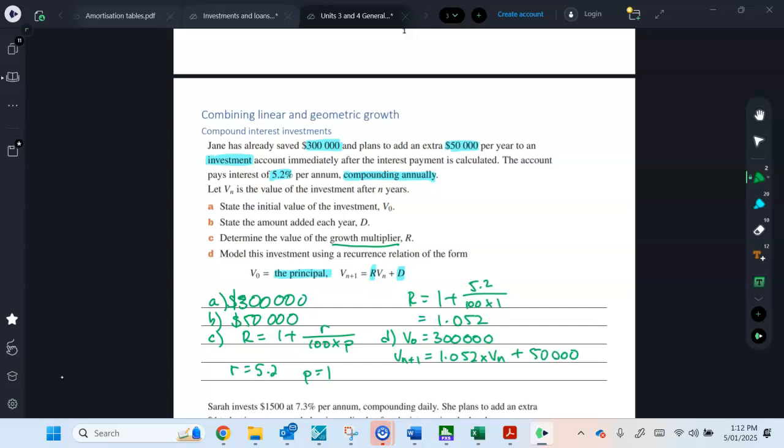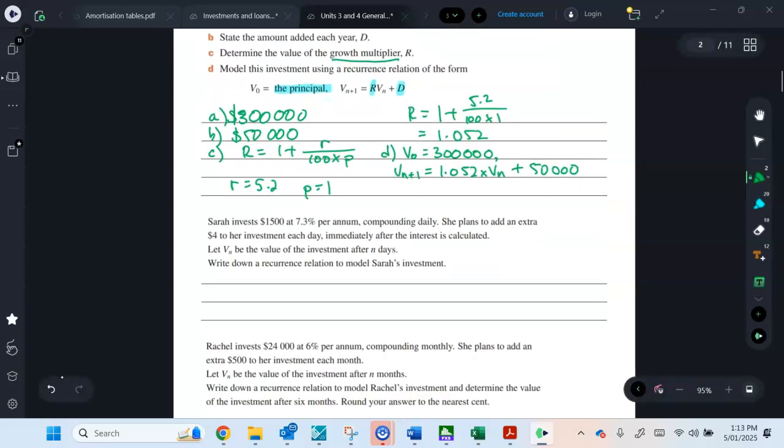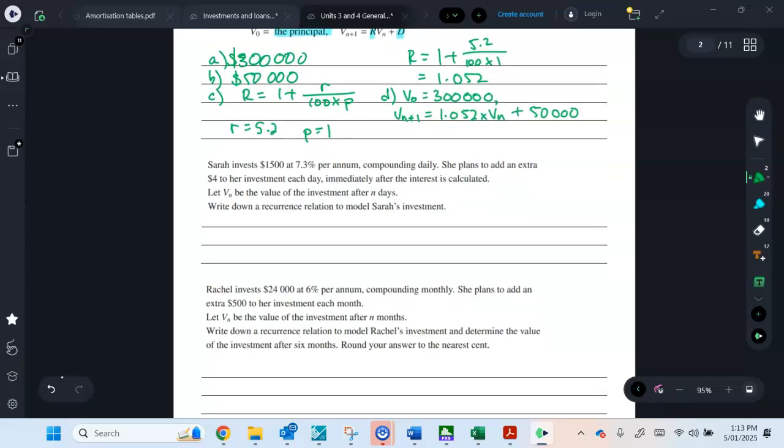All right, so there's your recurrence relation. You can put V0 after that, that's fine, doesn't really matter. You don't need to put a comma, as long as you've got everything there. You can put a comma there if you like. All right, moving on to the next one.